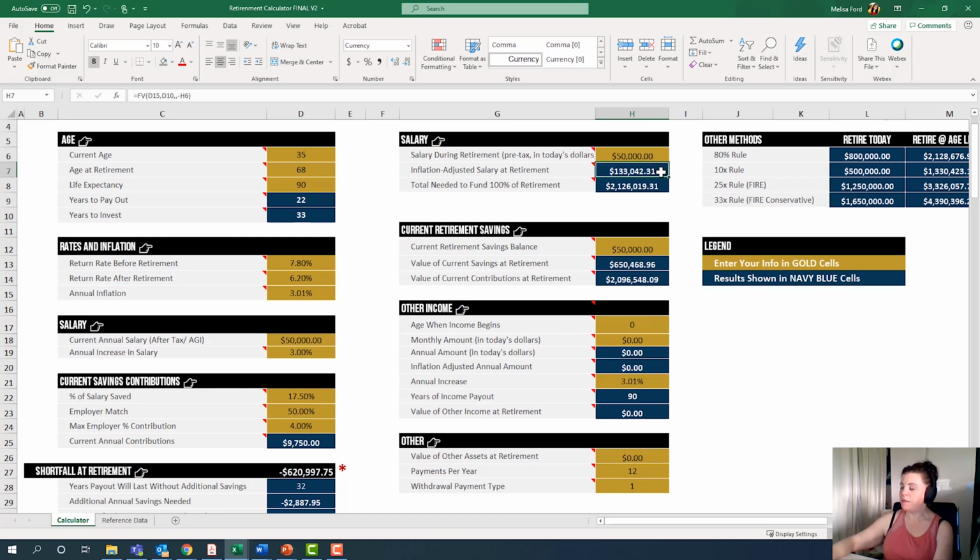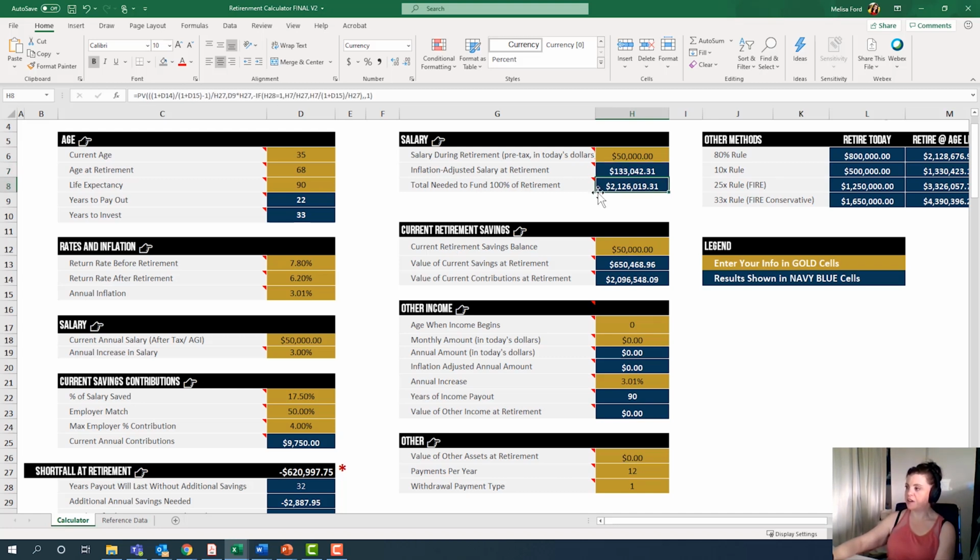And that will automatically put out a number for you that will show you what your inflation adjusted salary is at retirement. What this is doing is calculating how many years you have left to retire, like right here, years to invest. It's taking that number and multiplying it by what we have stated to be the inflation rate. And it is doing that throughout your entire lifespan. So this is giving you an average of what that salary would be when you retire.